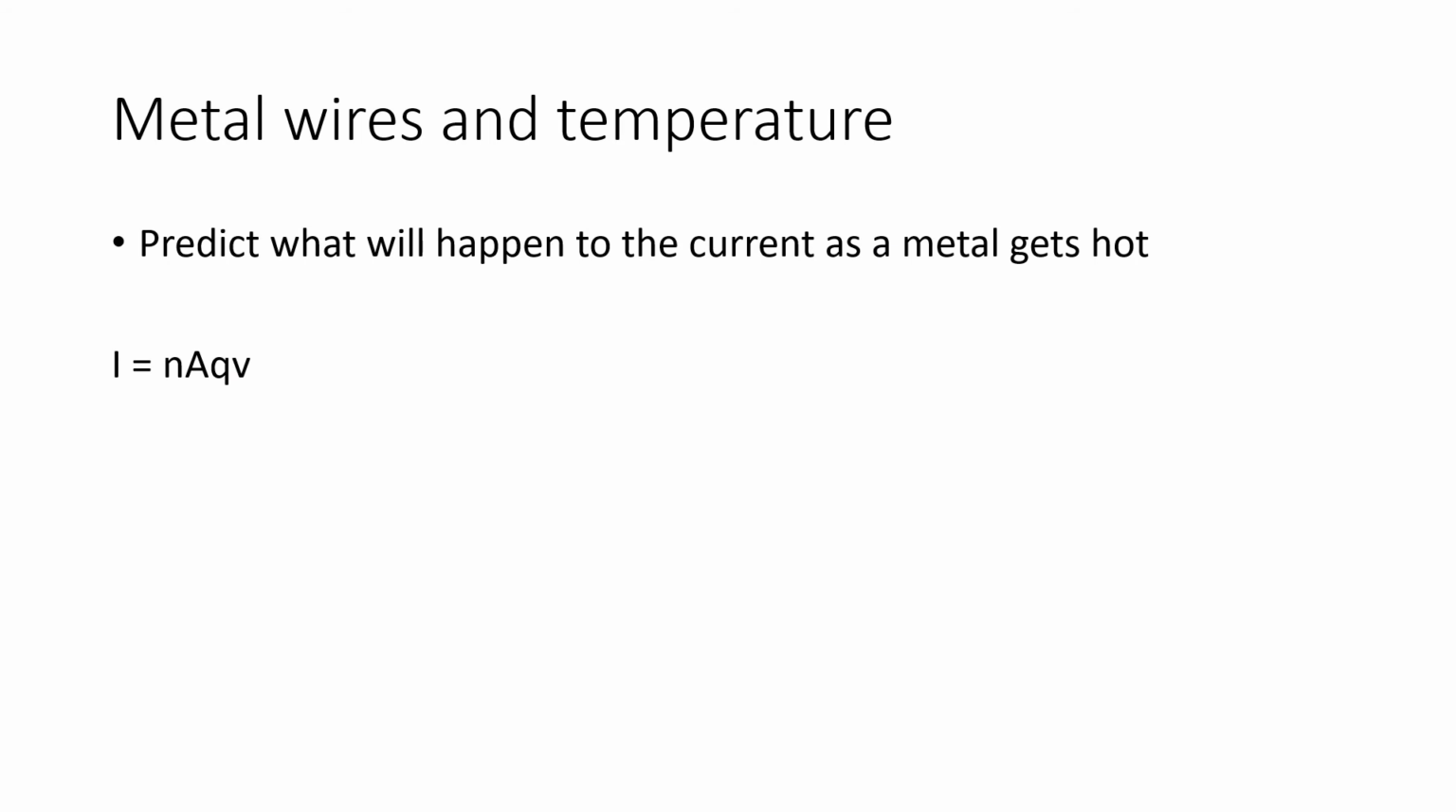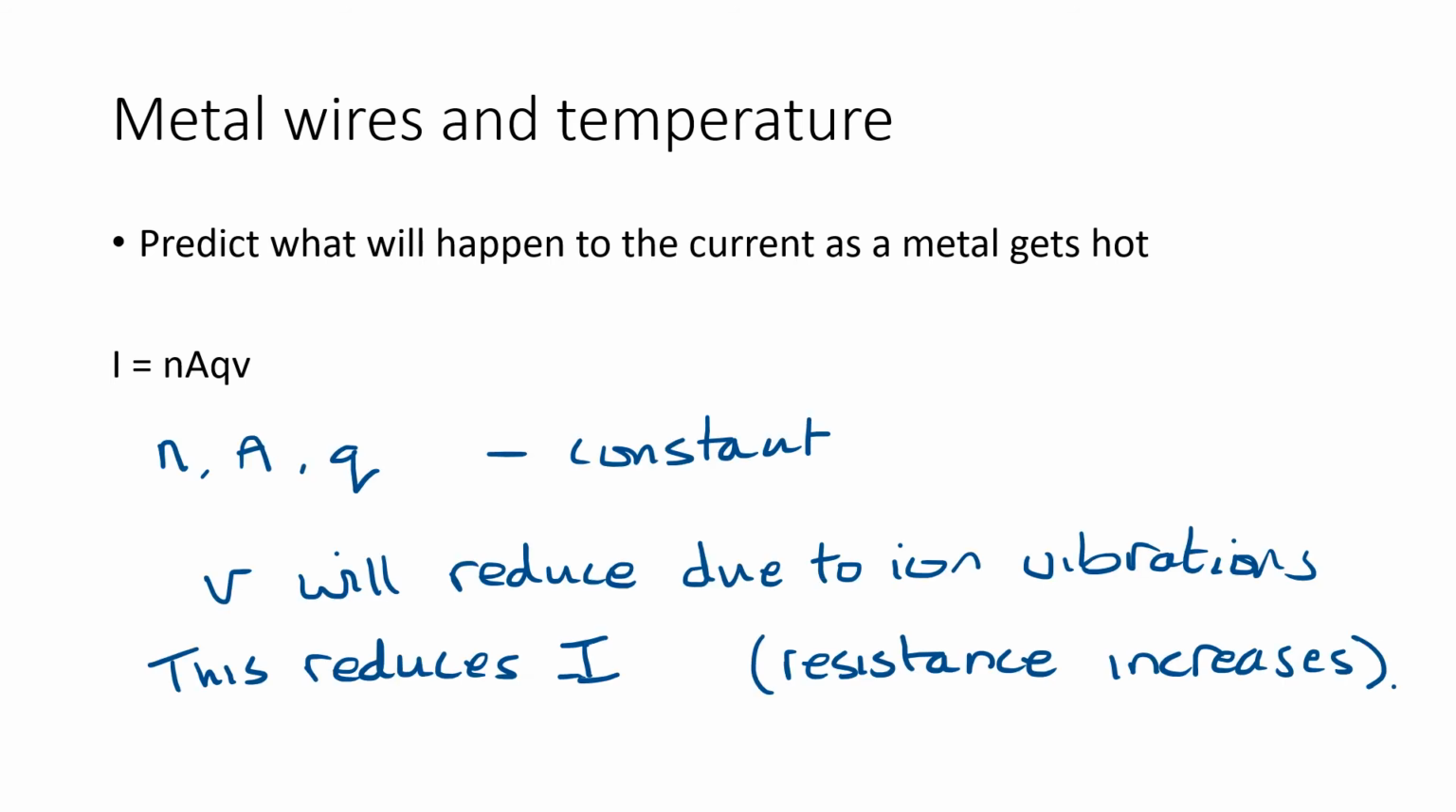Metal wires and temperature. Predict what will happen to the current as a metal gets hot. Try and use the equation in your prediction. So in a metal, the temperature doesn't affect the carrier density. The cross-sectional area is going to remain the same, and the charge is a fundamental value which won't change. So the only thing that can change is the drift velocity.